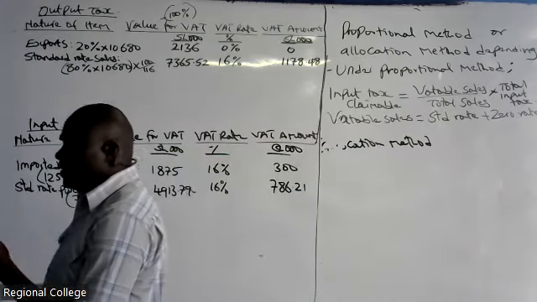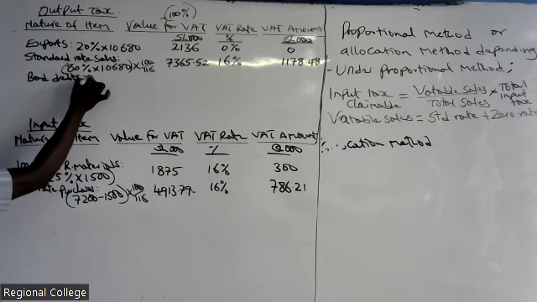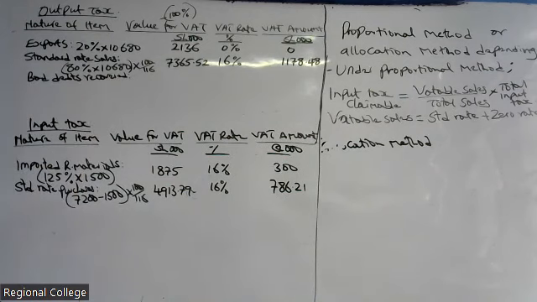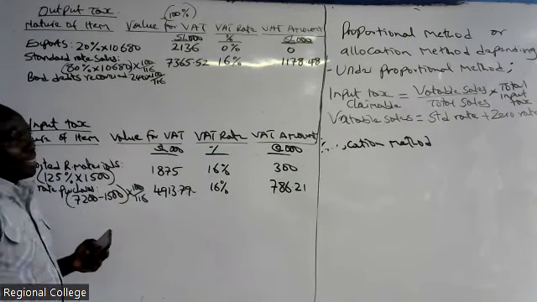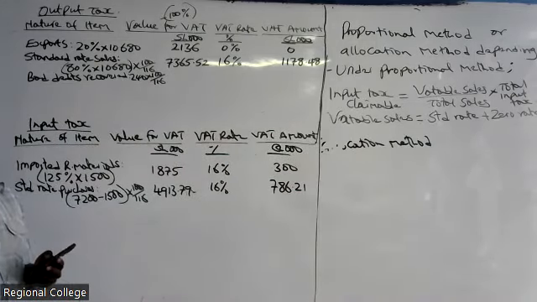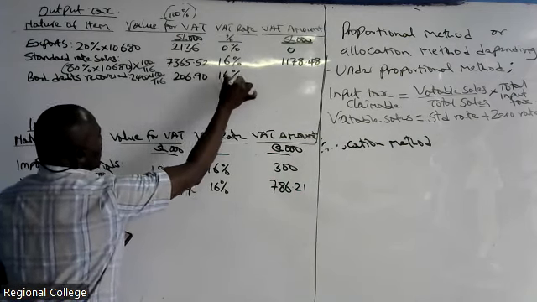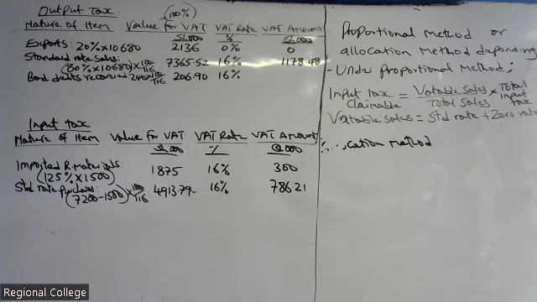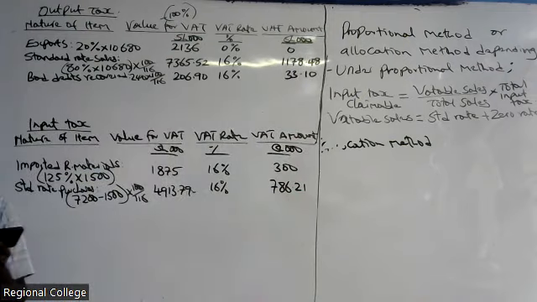Note number 4, bad debts recovered previously written off. This goes to output. So bad debts recovered 240 times 100 over 116, giving us the value, then 16%. That's 33.1. So additional information is sorted. Go back up to the sales and let us fill them in.